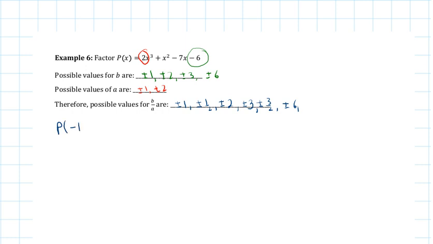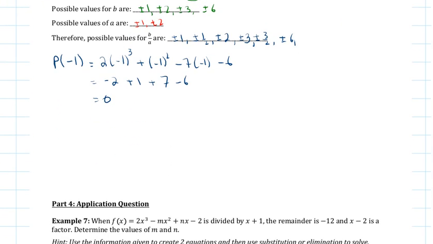Start with the lowest. So let's try p of negative 1. So that's going to be 2 times -1 cubed plus -1 squared minus 7 times -1 minus 6. So it's going to be -2 plus 1 plus 7 minus 6. So that's going to be 8 minus 8. That's going to be a 0. So that's a factor.